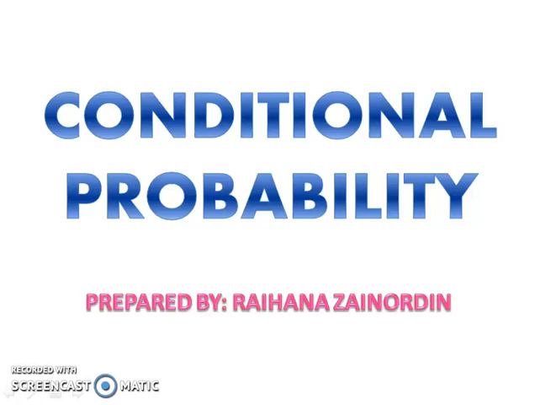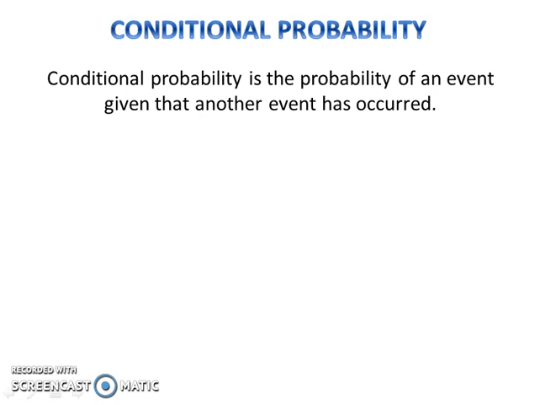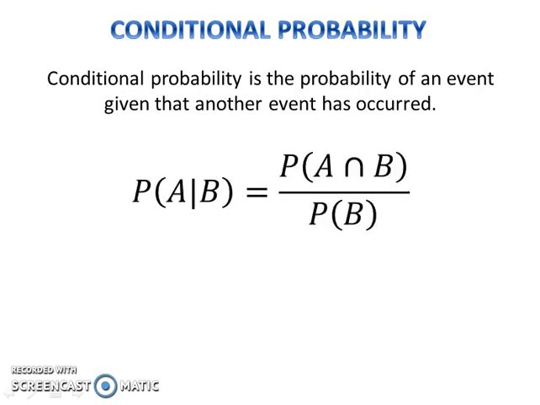This is a lesson on conditional probability. Conditional probability is the probability of an event given that another event has occurred. This is the formula of conditional probability.